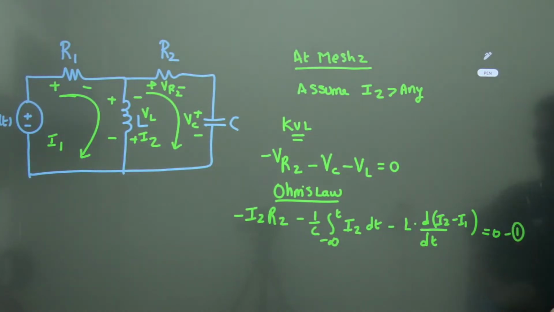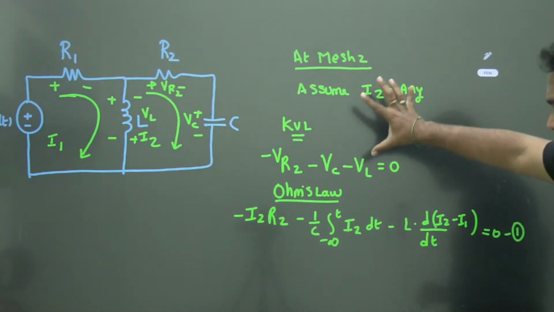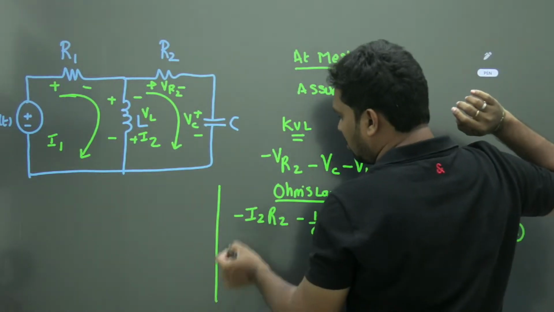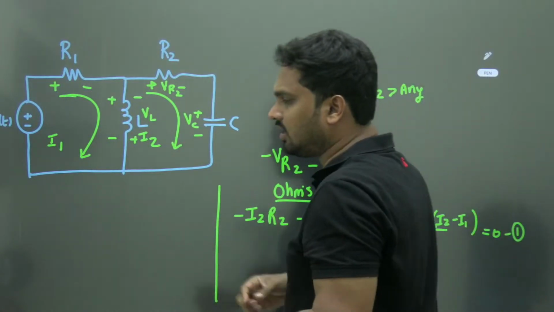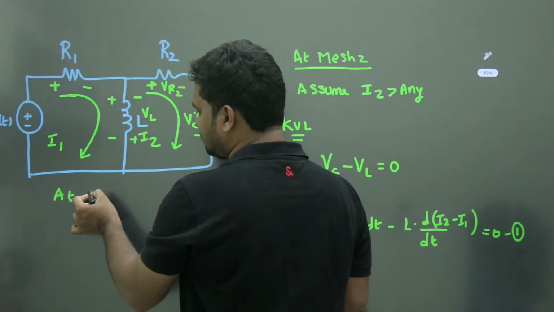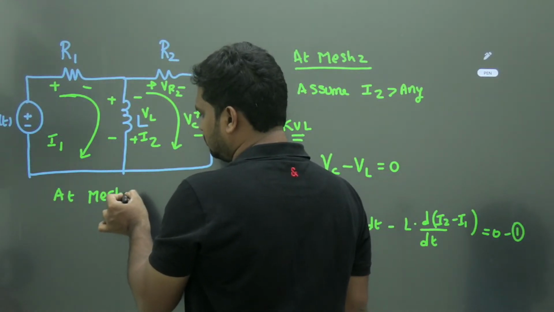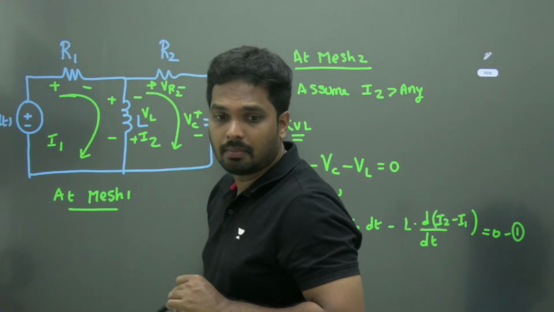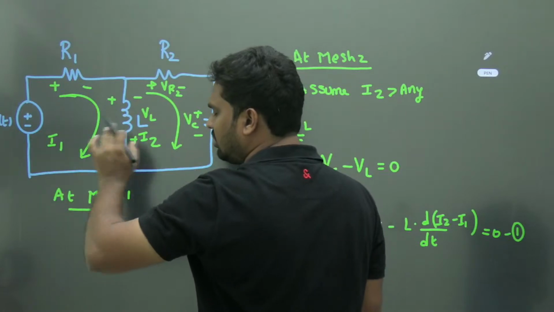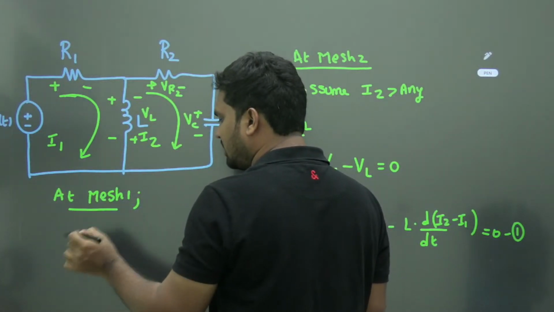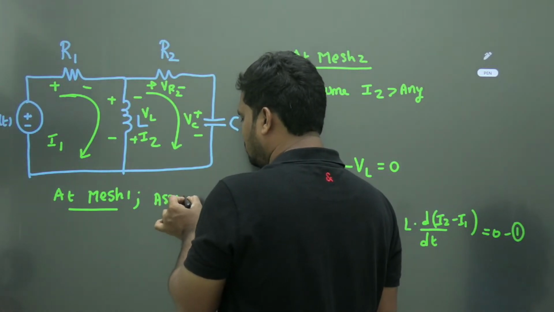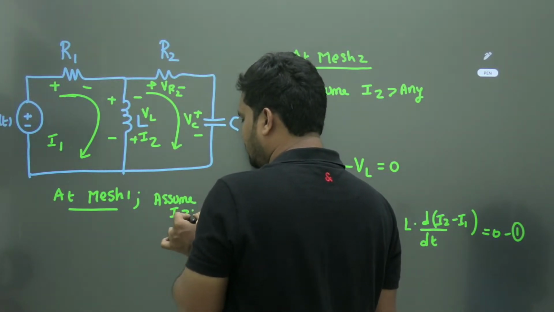This is how you write the loop equations, mesh equations by using KVL and Ohm's law. Without writing two individually, you can also write a single equation. Let me write at the mesh one. ठीक है, mesh one पे I want to write the equation. See here, directly, no loop, no KVL, Ohm's law, directly single step. Assume I1 is more than any.